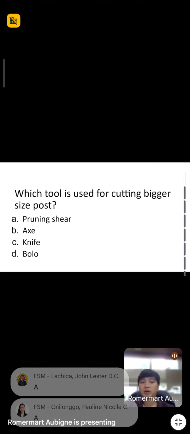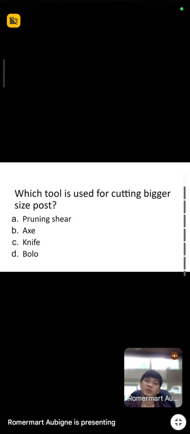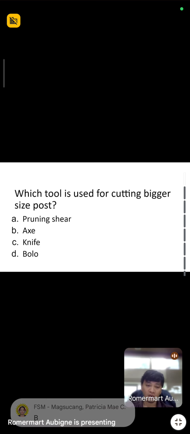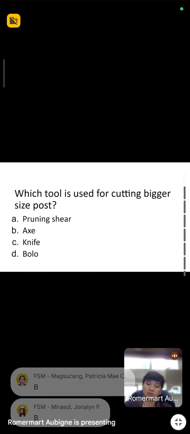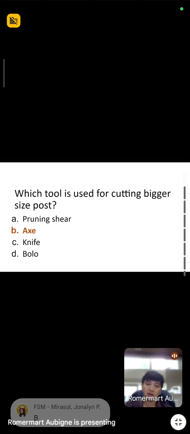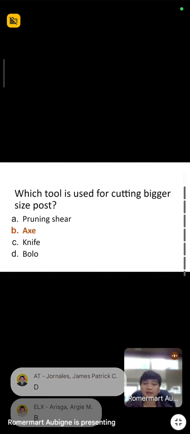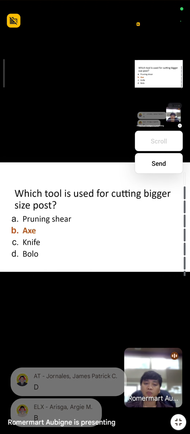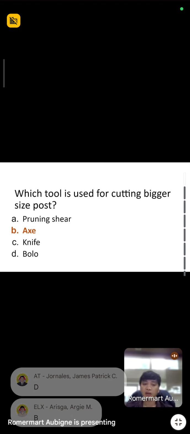So which tool is used for cutting bigger size posts? A, pruning shear. B, axe. C, knife. Or D, bolo. Kung ginagamit natin pag cutting bigger size posts, we use the axe. Of course, we can't use the pruning shear and knife and bolo.